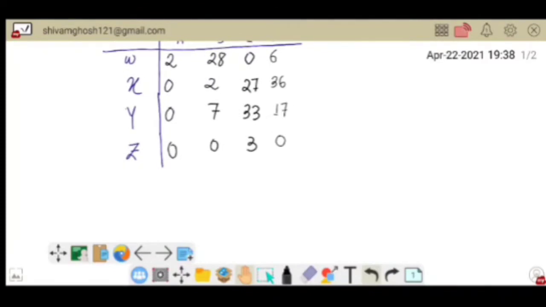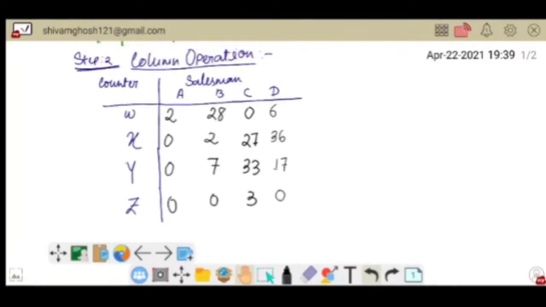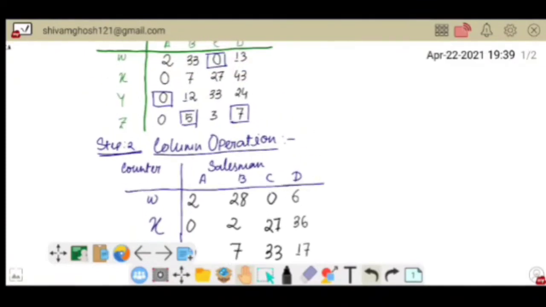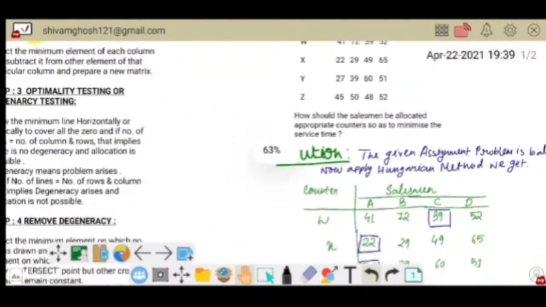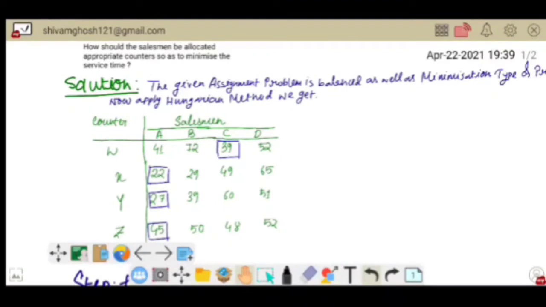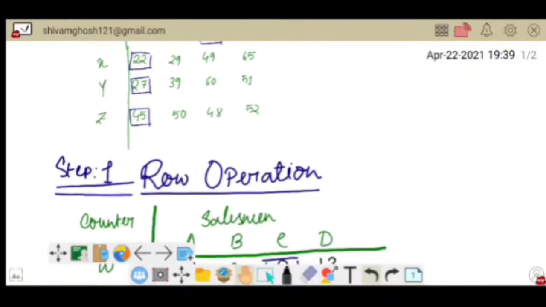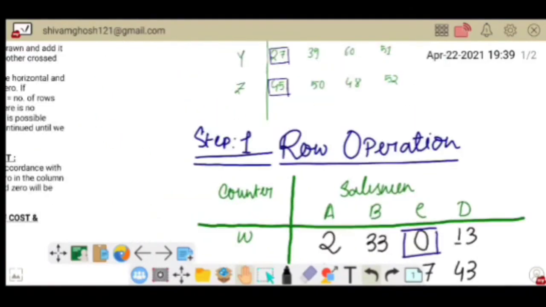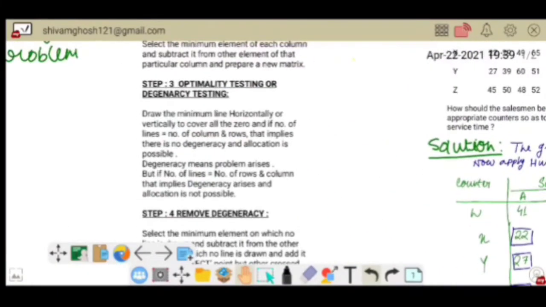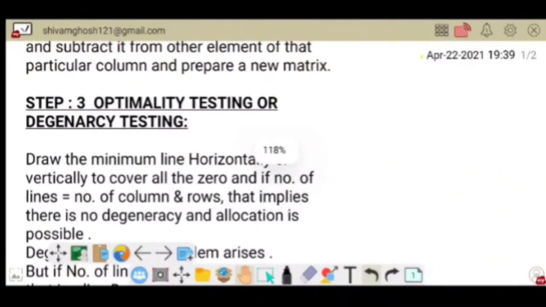I think there is no confusion. We are just following the rules given here and solving each and every step wise. Now we will read step 3. In step 3 we can see the optimality testing or degeneracy testing. So what does it mean?